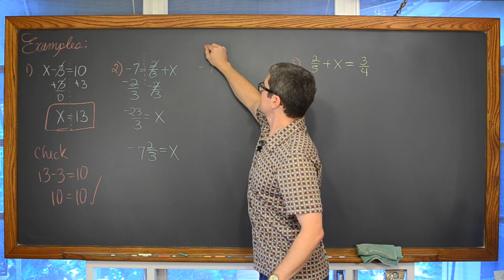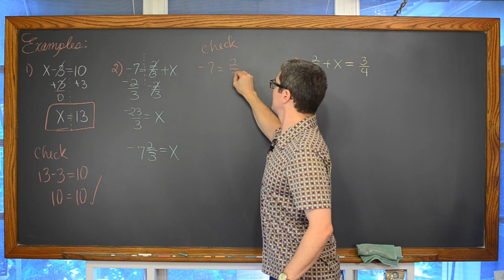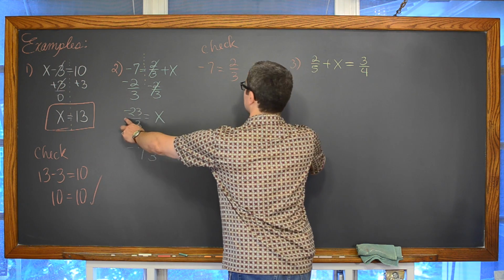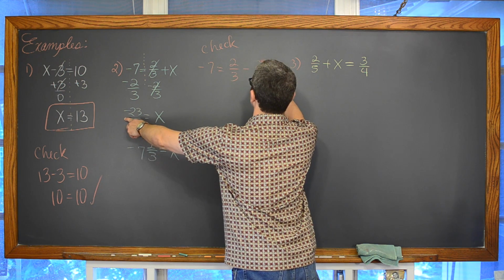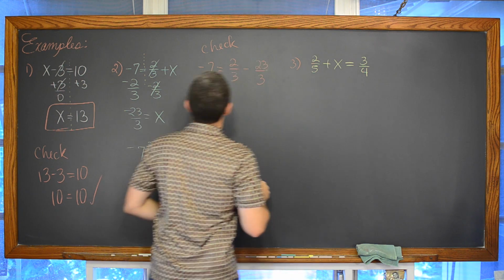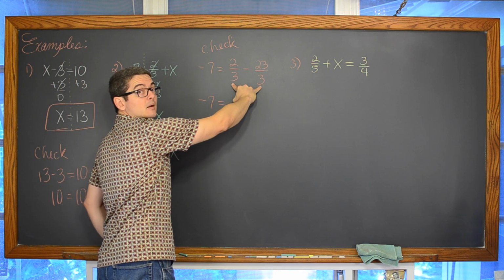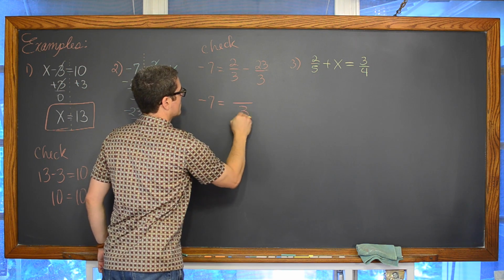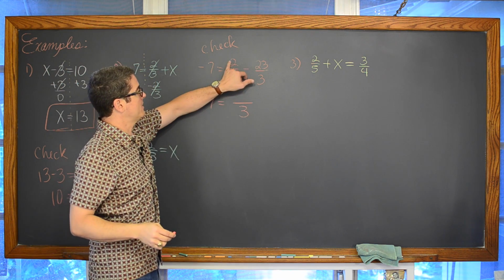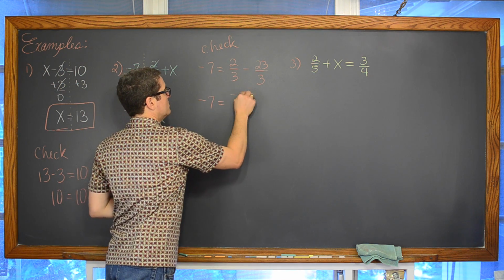Negative 7 2/3, this is my check. Negative 7 2/3 is equal to 2/3 minus 23 over 3. Well, that's going to be negative 7 2/3. I already have my common denominator of 3, so I can just copy that down and work with the top. 2 minus 23.